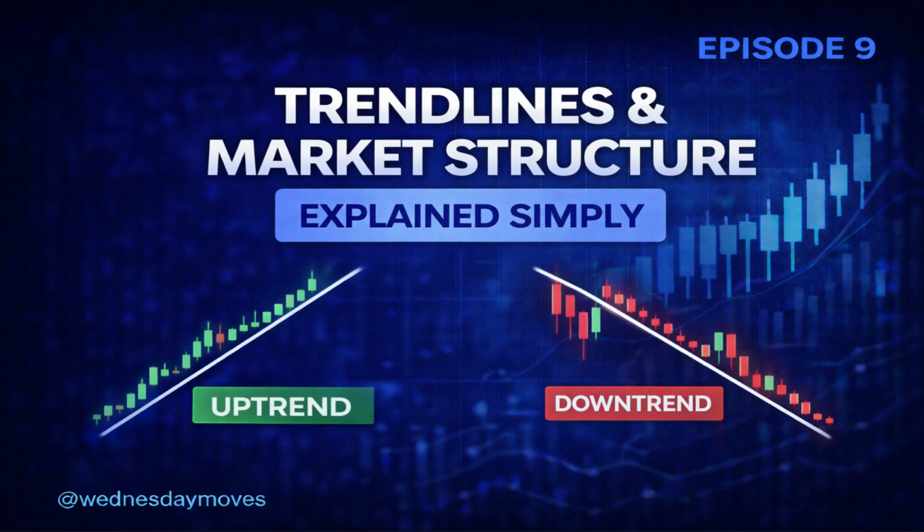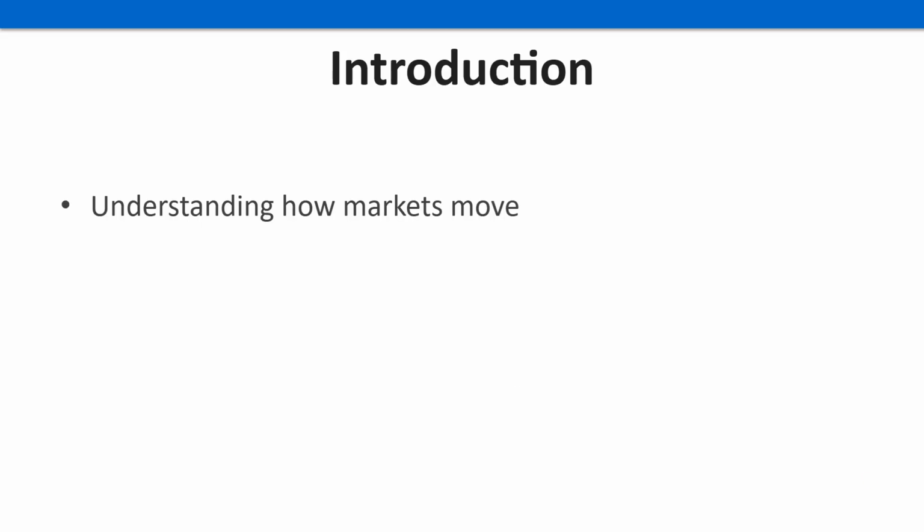Let me ask you something. Why does price sometimes feel like it is moving with direction instead of randomly? The answer is structure. Today, you'll understand trend lines and market structure, two concepts that bring clarity to charts. Once you understand structure, charts stop looking chaotic. You begin to see directions, behavior, and patterns instead of noise.